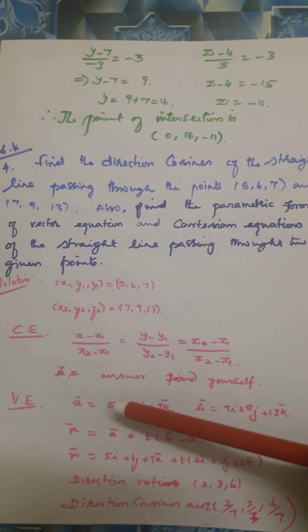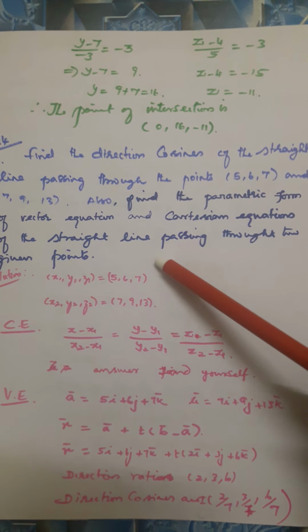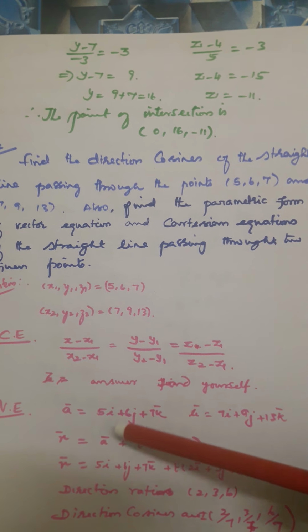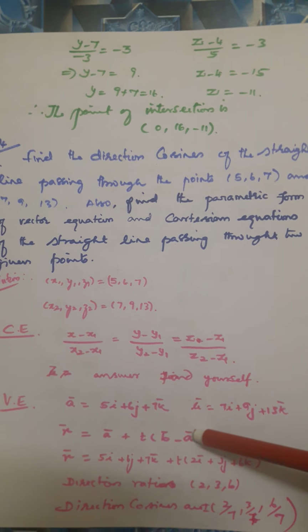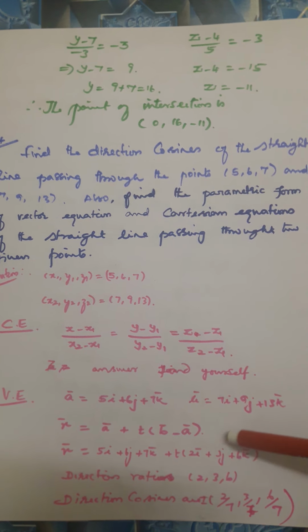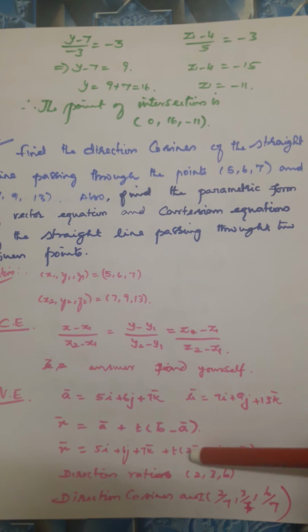And for a vector equation, I have taken a vector and b vector in order, right? A vector and b vector. Your parametric form of vector equation is a vector plus t times (b vector minus a vector), you substitute in that value. So this will represent your direction ratio of the straight line.